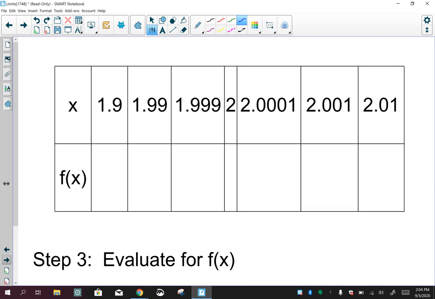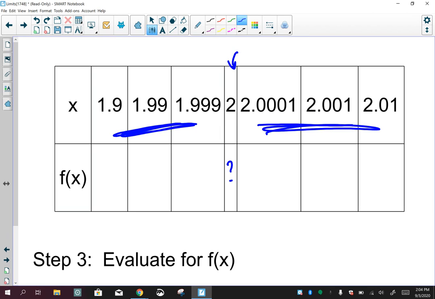So my table should look something like this. Here is my c value, or a value, or x, whatever you want to call it. Here's my value right here. This is the number in question. I'm going to pick some numbers that are less than, that's going to be this side over here, and then some numbers that are greater than. If you notice, these numbers are not that far away from the c value that we've been given.